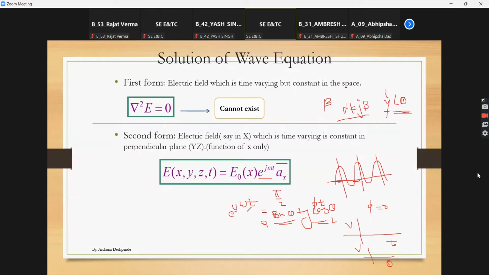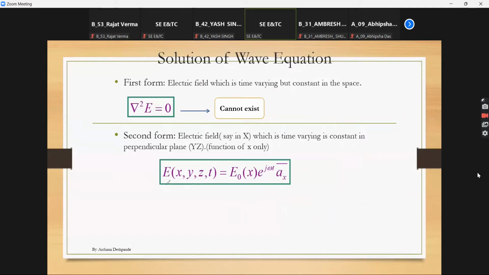Okay, so this, yes, this is only just a representation. Okay, so this is how you represent the second form. Again, the second form is not possible, so we go to the third form.